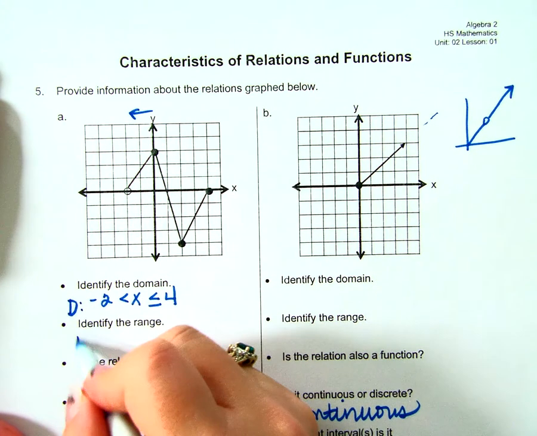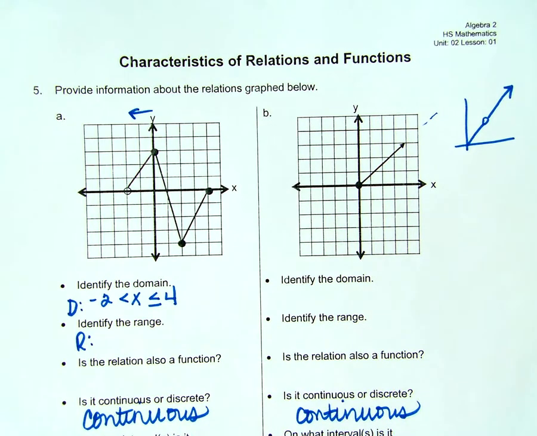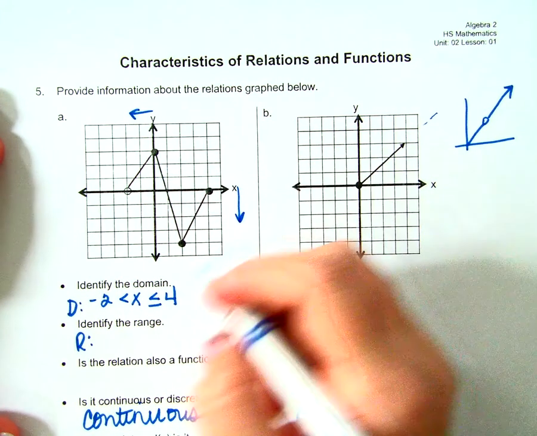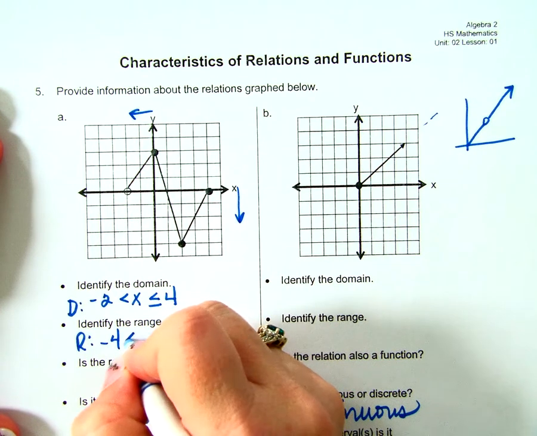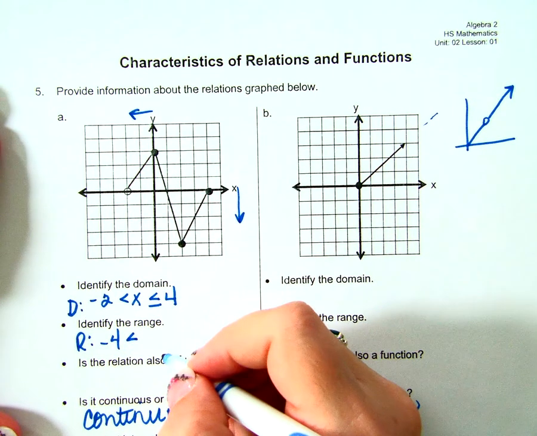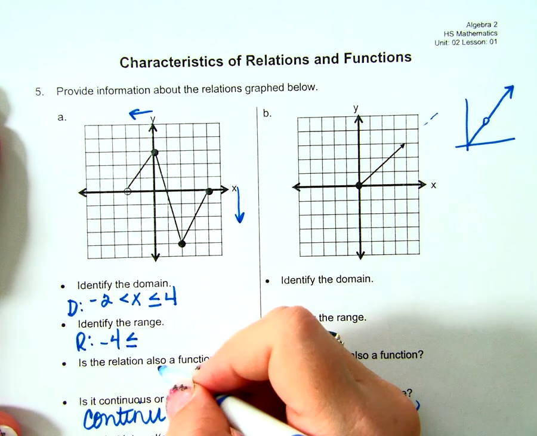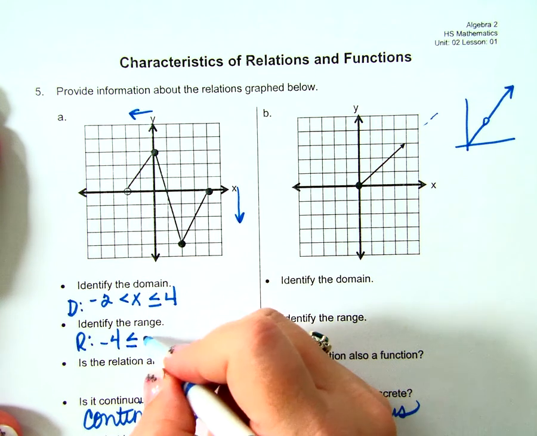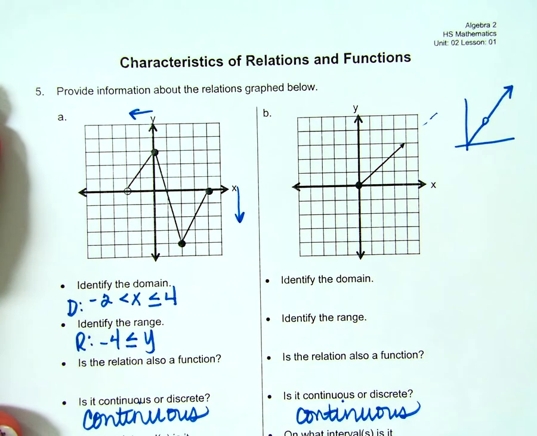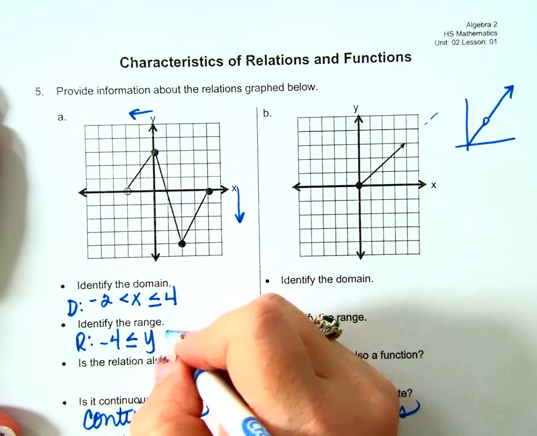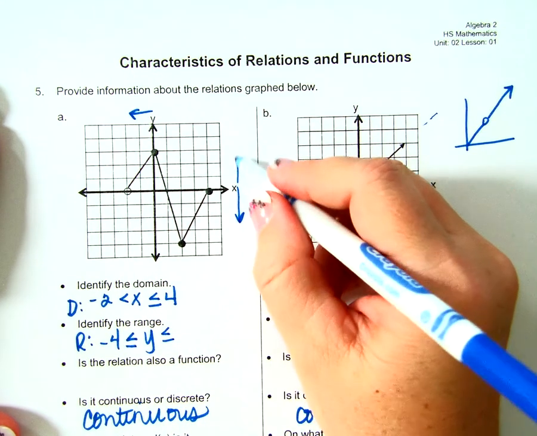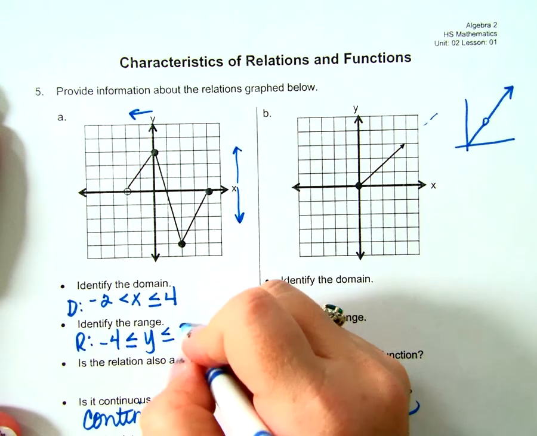D. What about my range? How far down does it go? Negative 4? Less than or equal to? Because it's colored in, right? And that's a Y, because we're talking about range. Is less than or equal to what? How high does it go? 3.